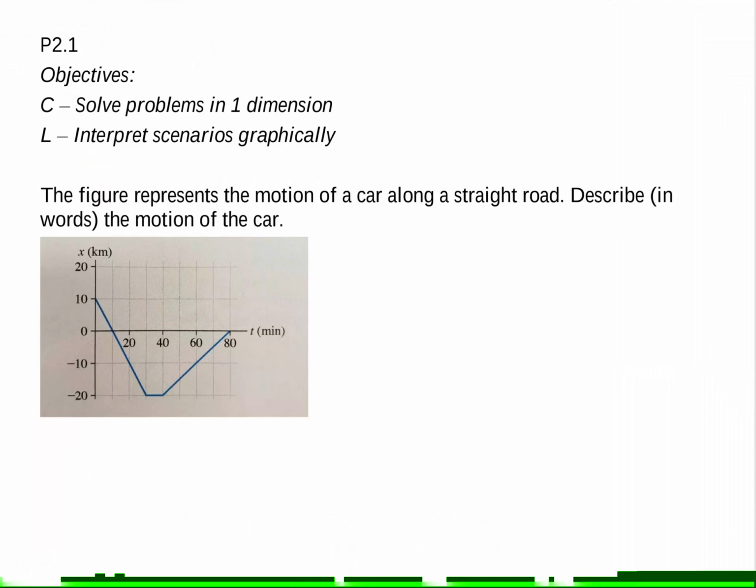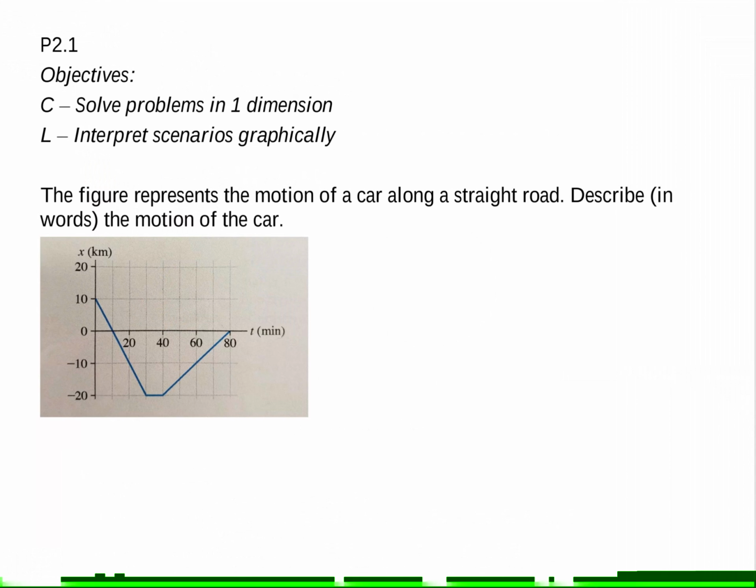All right, so chapter 2, we're talking about one-dimensional motion mostly. And in section 1, we're solving problems in one dimension this time. So the figure here represents the motion of a car along a straight road. So picture that in your mind as you continue to digest the problem. Describe in words the motion of the car.